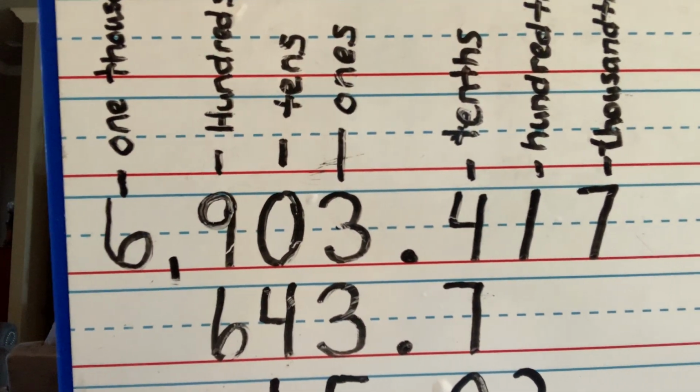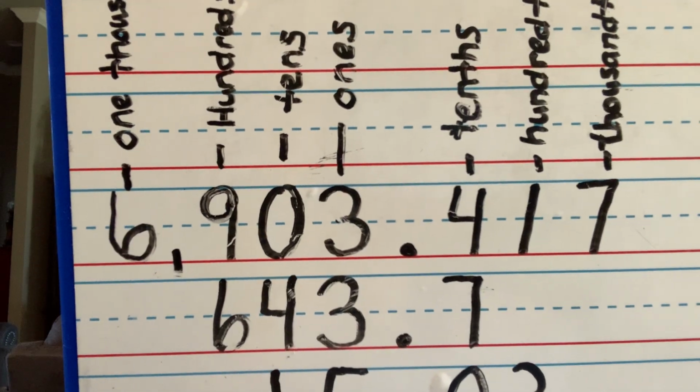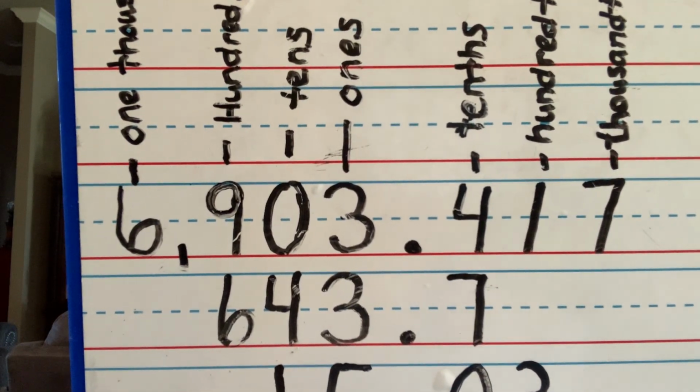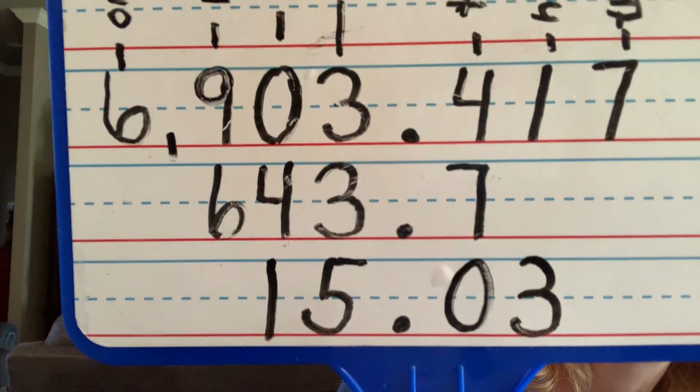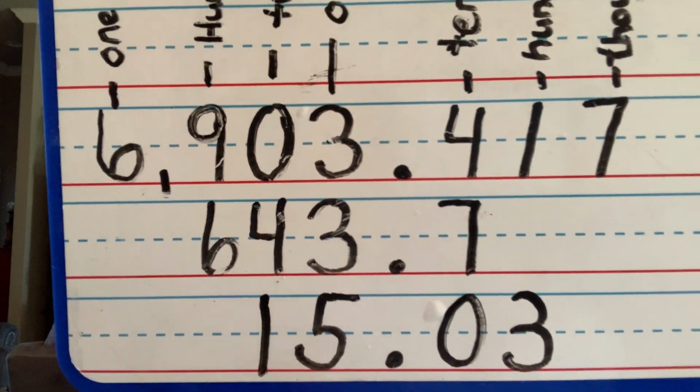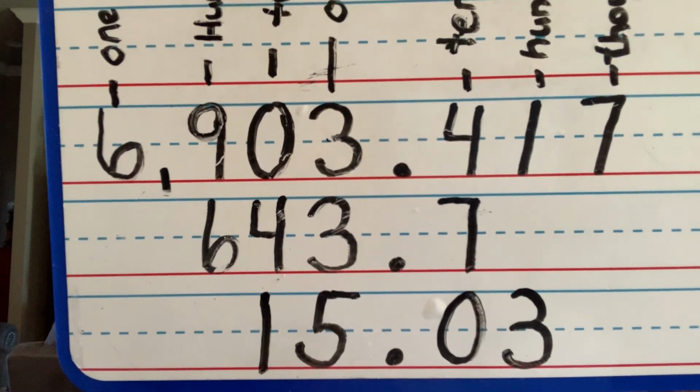So let's read the second number. That would be 643 and 7/10. The next number would be 15 and 3/100.